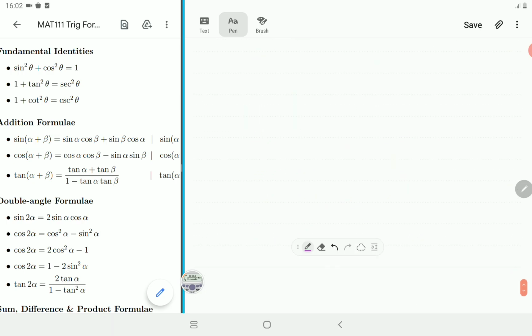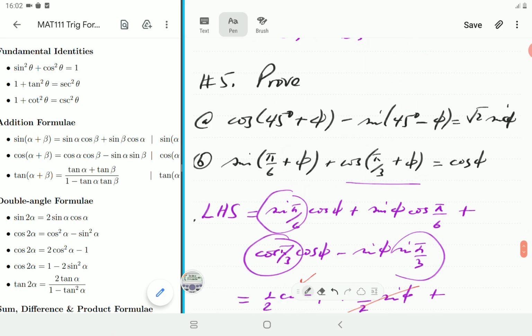Okay, so if you want to have a go at part A, it says cosine 45 plus phi minus sine 45 minus phi is root 2 sine phi.